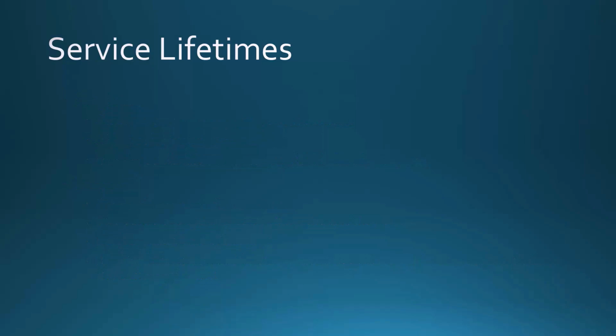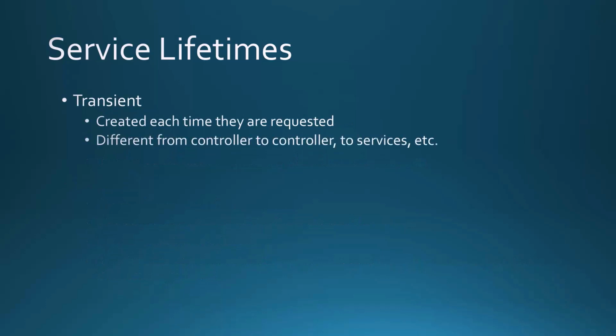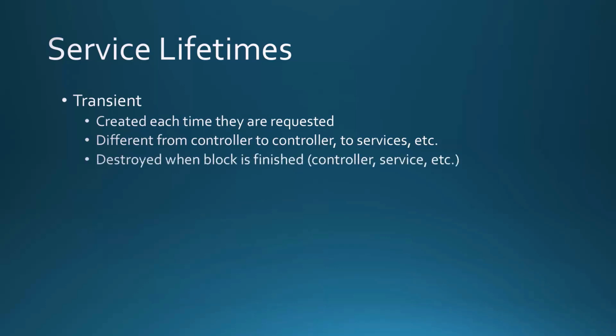Another service lifetime we have is what's called transient. This is created each time it is requested. So if we have controller 1 that redirects over to controller 2, it's going to be different instances of that particular object. It will be created brand new for each individual call, and then it's destroyed when that block is finished. The controller, the action method, whatever has been calling this thing.